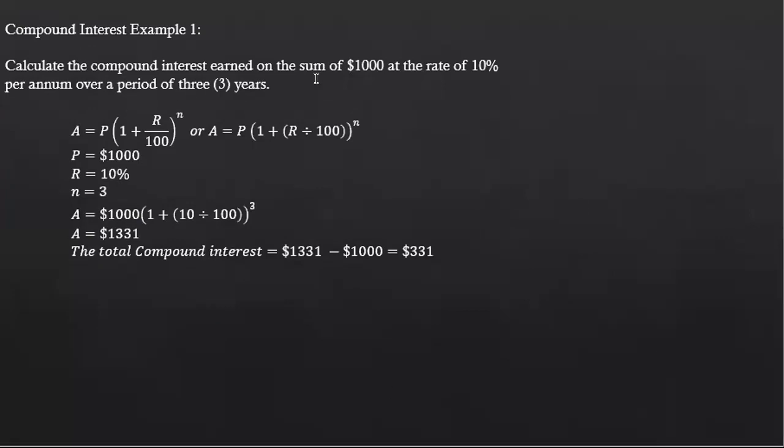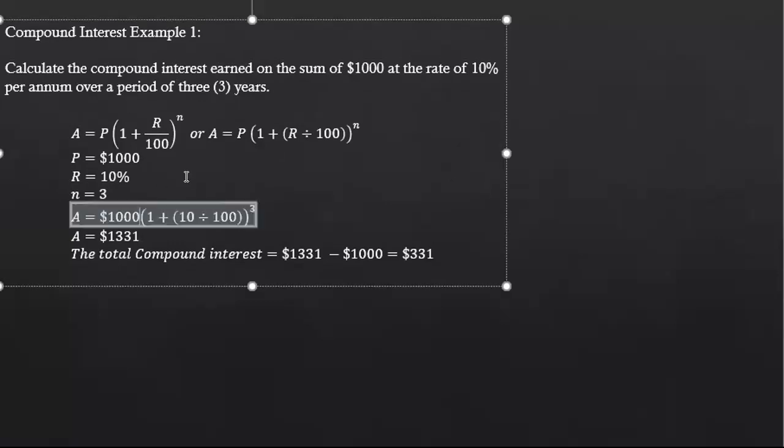In this question, they're asking us to calculate the compound interest earned on the sum of $1,000 at a rate of 10% per annum over a period of 3 years. So when we use our values, our principal is $1,000, our rate is 10%, the number of years is 3, and we plug these values into our formula. We get 1,000 multiplied by 1 plus 10 divided by 100 to the power of 3, because it's 3 years.